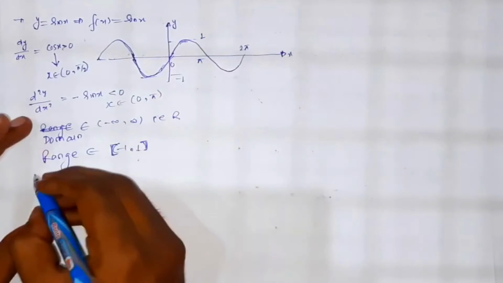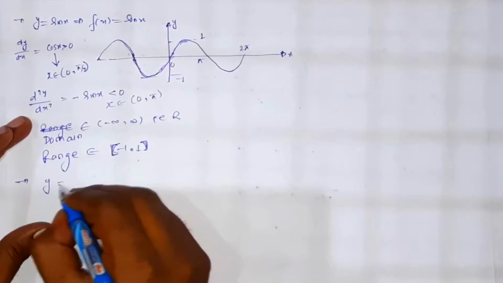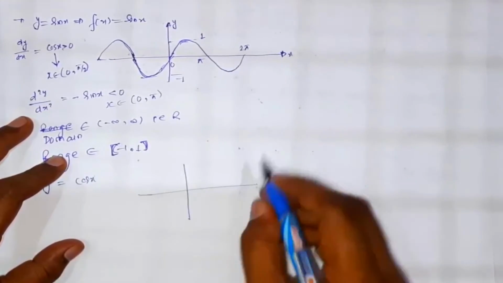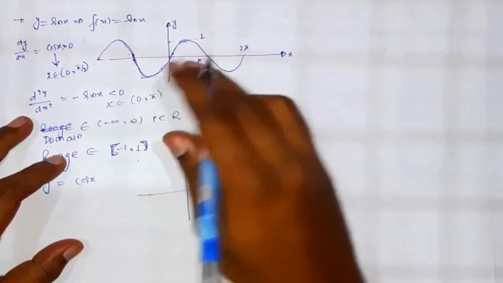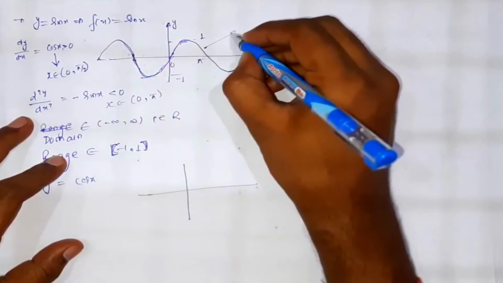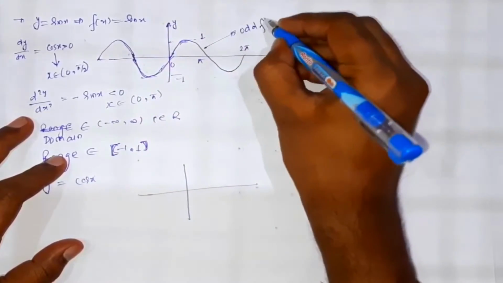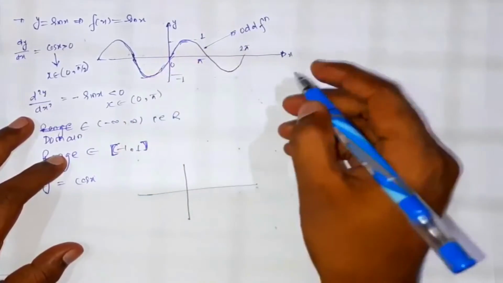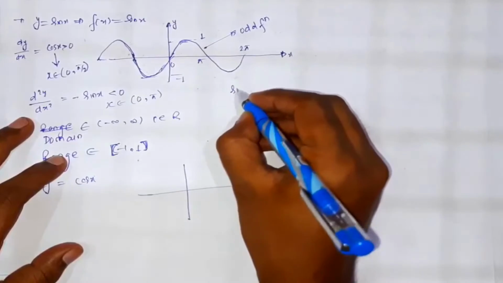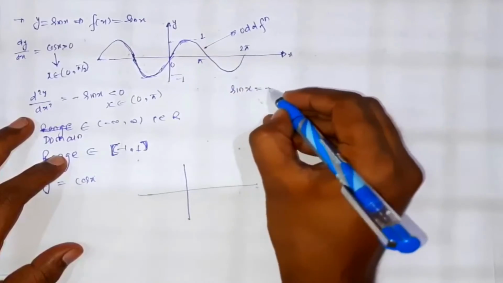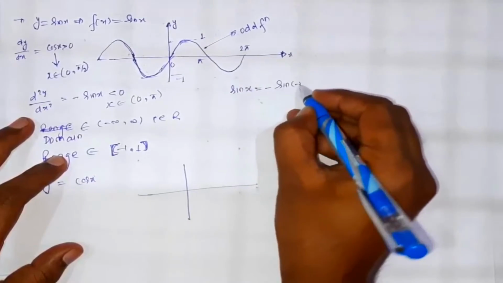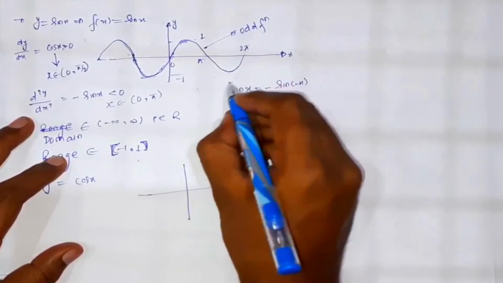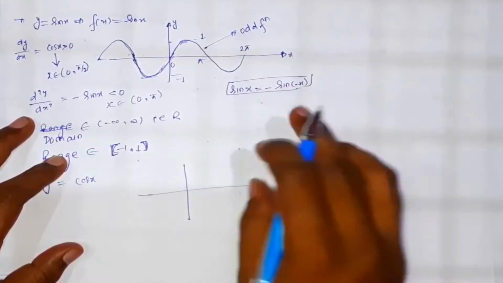Now we will take another graph, that is y equals cos of x. Again the graph of this function, we can say this is odd function. This is odd function because this is reverse symmetric about the origin. Okay. So we can say like this, sine of x will be minus sine of minus x. Okay. This will be the condition for this, because this is reverse function.